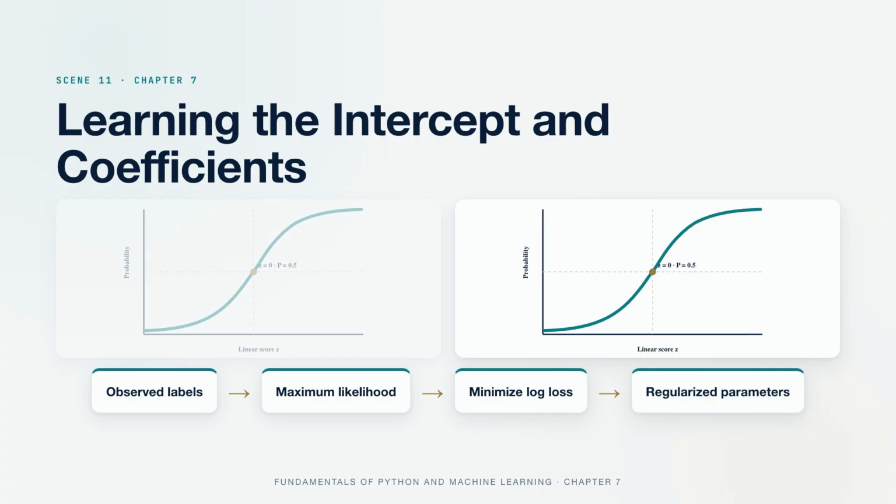Scikit-learn's logistic regression also applies regularization by default. Regularization discourages excessively large coefficients and can help the model generalize more reliably. Therefore, the practical Scikit-learn estimator learns parameters by optimizing a regularized or penalized logistic objective. The important idea is that the coefficients are learned from the training data rather than selected manually.